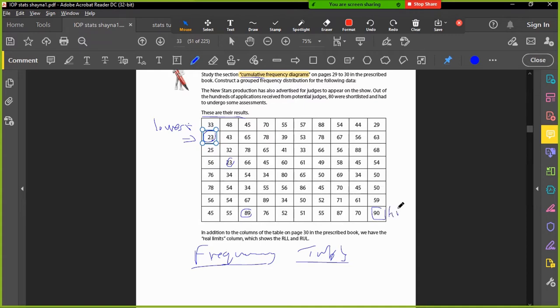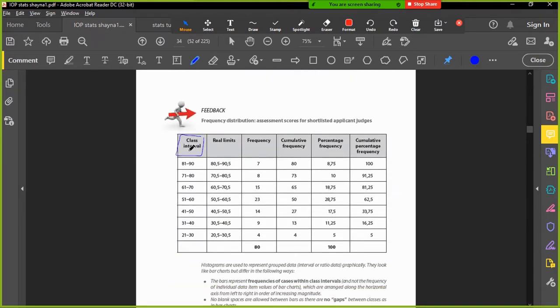So you've got the highest and the lowest. Based on those, they've given you these class intervals, because 90 is the highest. Do you agree? Yes. And obviously the intervals have to be the same gap apart. So 81 to 90, 71 to 80, 61 to 70. You've got 1, 2, 3, 4, 5, 6, 7 intervals. Make sense? Yes.